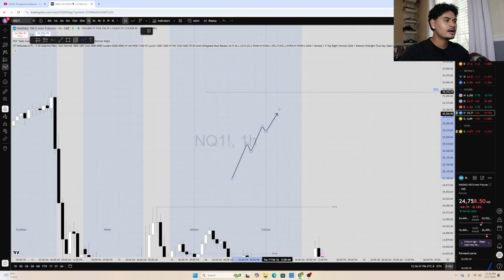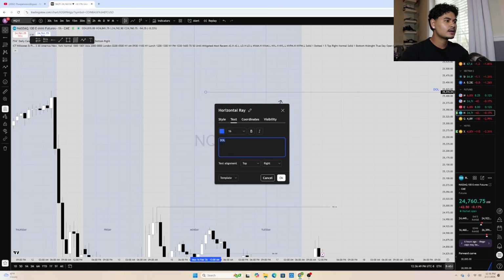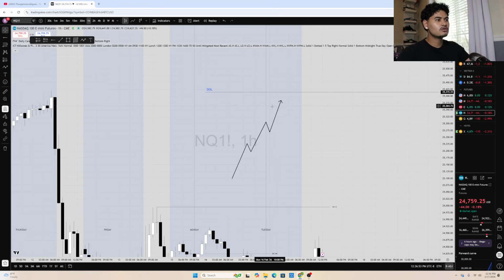I'm looking for the last leg up to this draw on liquidity right over here. Let me go ahead, mark this out for you. So this is the draw on liquidity right here. So what is a safe entry for me? I'm looking for some sort of retrace back before I take an entry to this draw on liquidity.